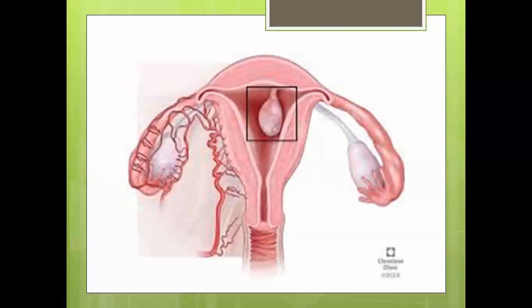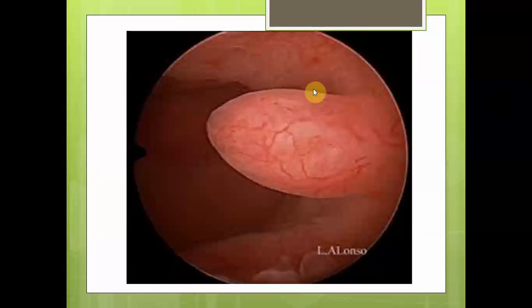This is the picture of a uterine polyp. It has a small pedicle and it is a large one. This is another picture which is taken from a hysteroscope. As you see, there are small blood vessels on the surface of the polyp.